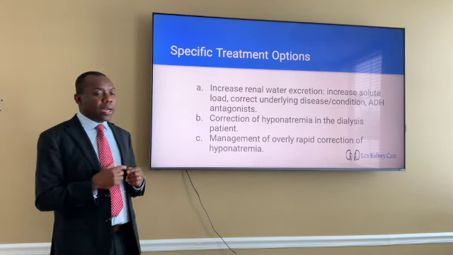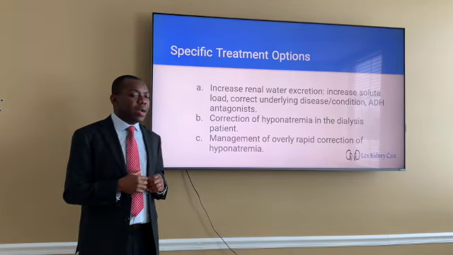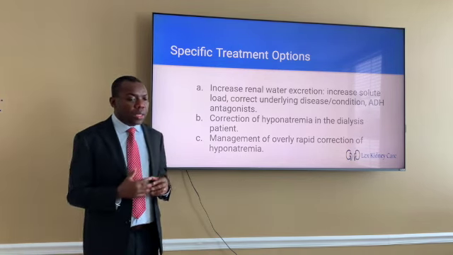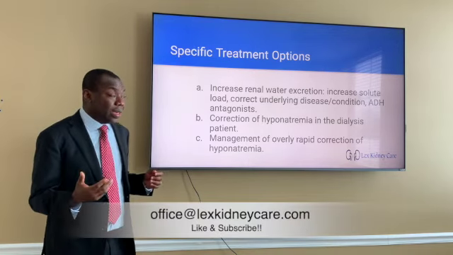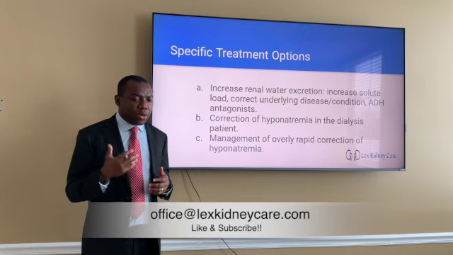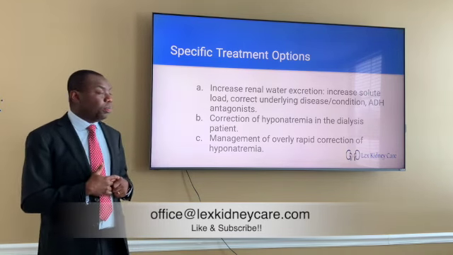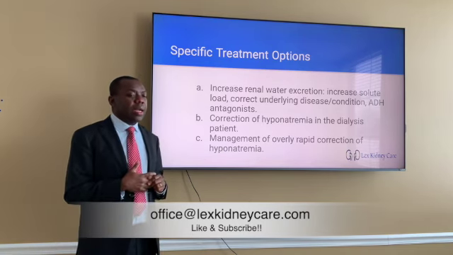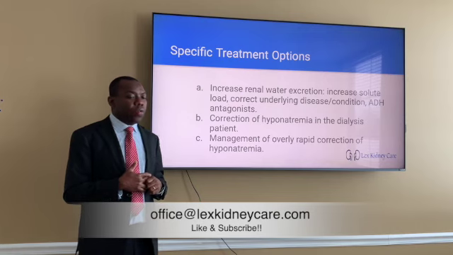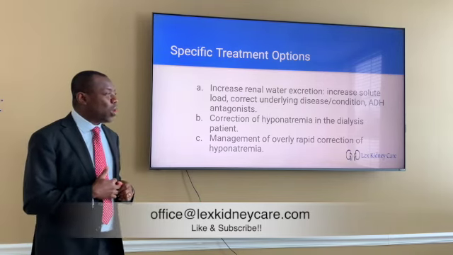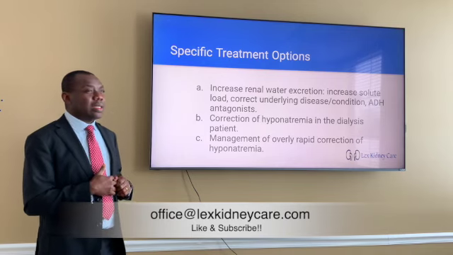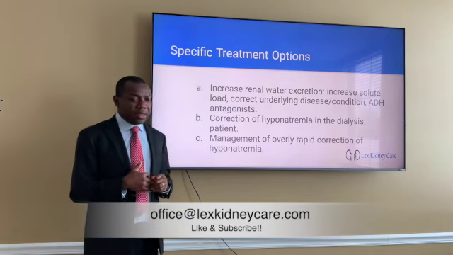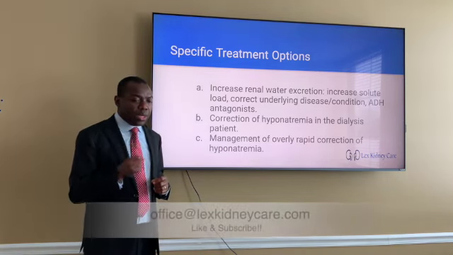Now, what other treatments do we have? Increase renal water excretion. You can have a situation where there's a lot of water load, or you correct the underlying condition. Somebody has CHF, you try and augment, and then a patient on dialysis who is volume overloaded, so you use dialysis to correct that. And then also management of overly rapid correction of hyponatremia, and that's one key because it's one of the things that lead a lot of people to more practice and things, because you want to make sure you're doing that correction slowly.